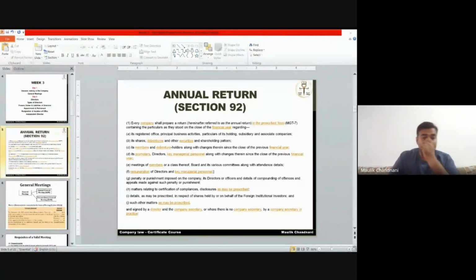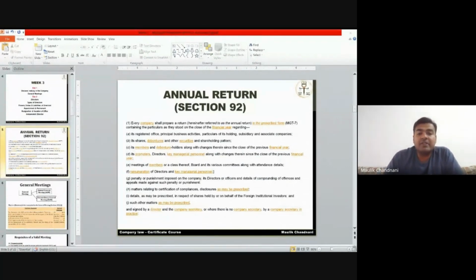Here, one thing is important. This we need to file within 60 days of the conclusion of annual general meeting. The financial statements are normally filed within 30 days from the date of annual general meeting, while the annual return is filed within 60 days of the annual general meeting.